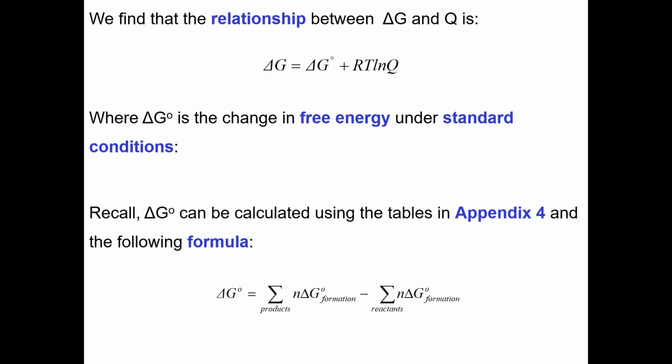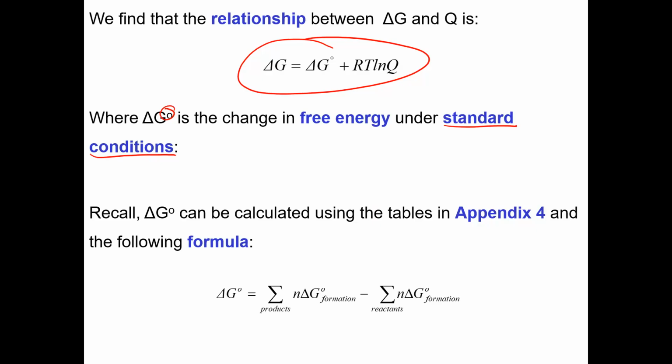So, if we work through the math, we can see that the relationship between the Gibbs free energy change and Q is given by this equation. The Gibbs free energy change for a reaction is equal to the standard Gibbs free energy change plus RT log Q. And the degree sign there indicates that this is the Gibbs free energy change under standard conditions. So that means that everything has a concentration of 1 mole per liter, and all gases have a pressure of 1 atm.